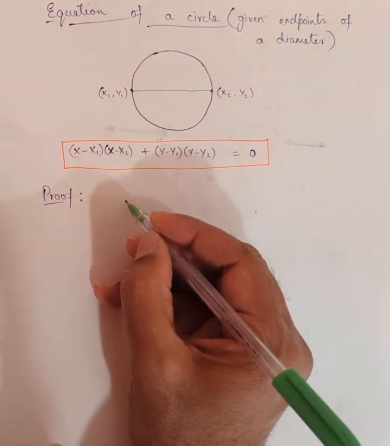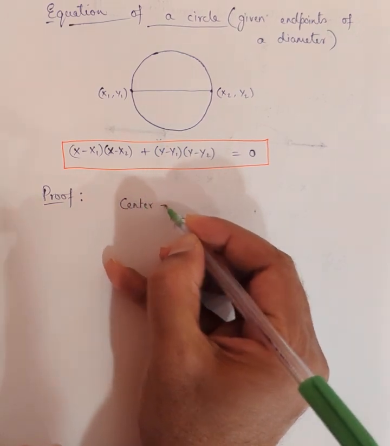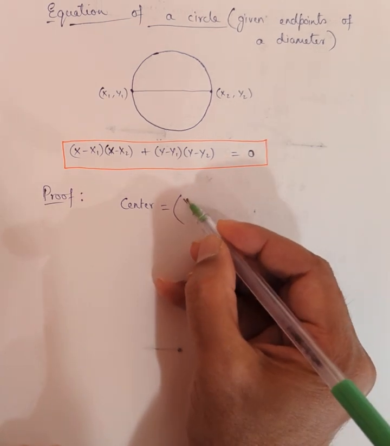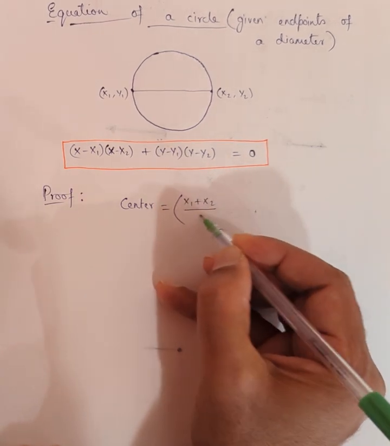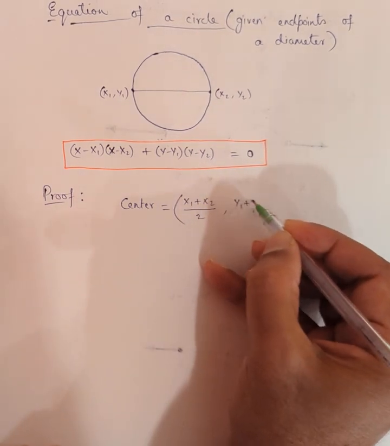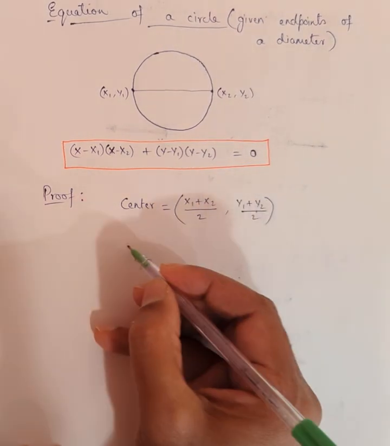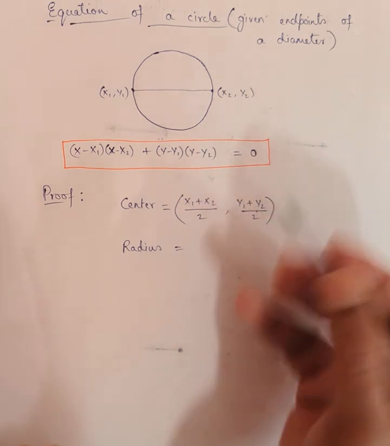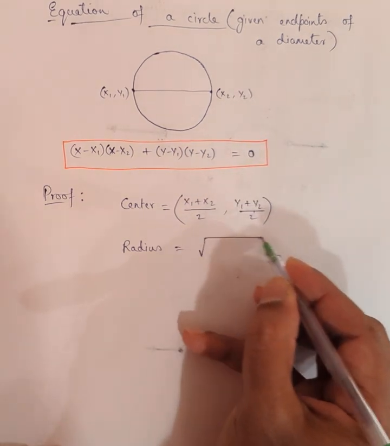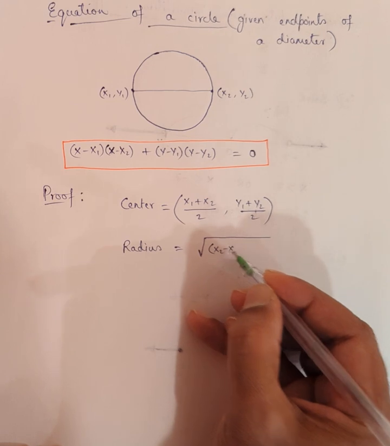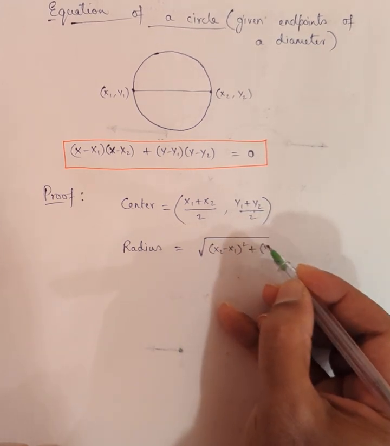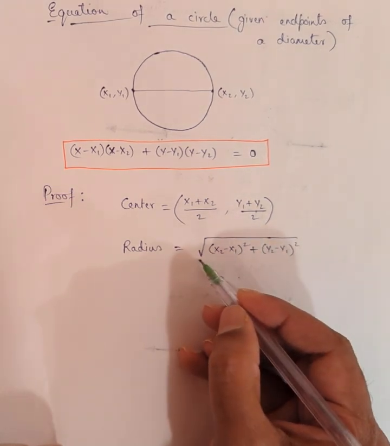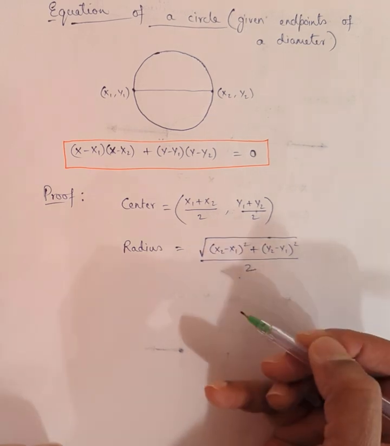Let's get the center and radius first. The center is just the midpoint, which is (x1 plus x2) divided by 2, using the midpoint formula, and (y1 plus y2) divided by 2. The radius is half the diameter. You can get the diameter by using the distance formula, which is the square root of (x2 minus x1) squared plus (y2 minus y1) squared. This is the diameter, and you divide it by 2 to get the radius.